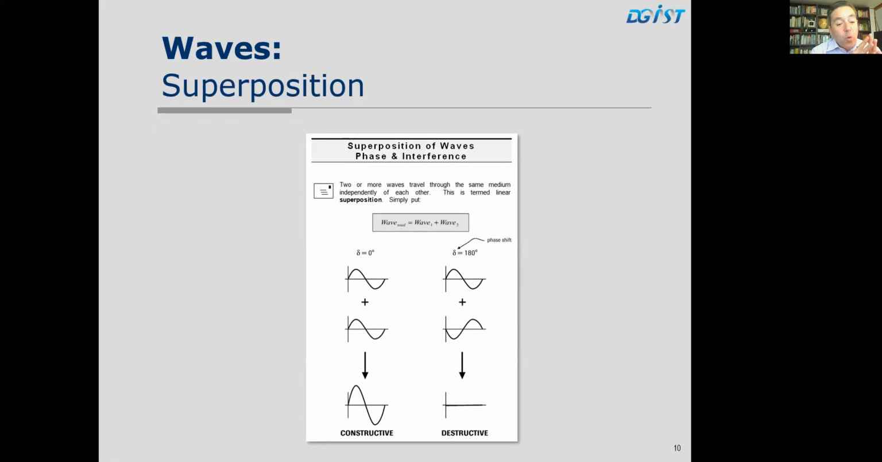Now, multiple waves, for a simple approximation for the time being, we can say linearly superimpose, or superposition. So different waves will basically add up with their amplitudes to give a net wave. And these are two examples where the waves have the same amplitude and the same frequency, but a different phase shift. So when they are in the same phase, the phase difference is 0.